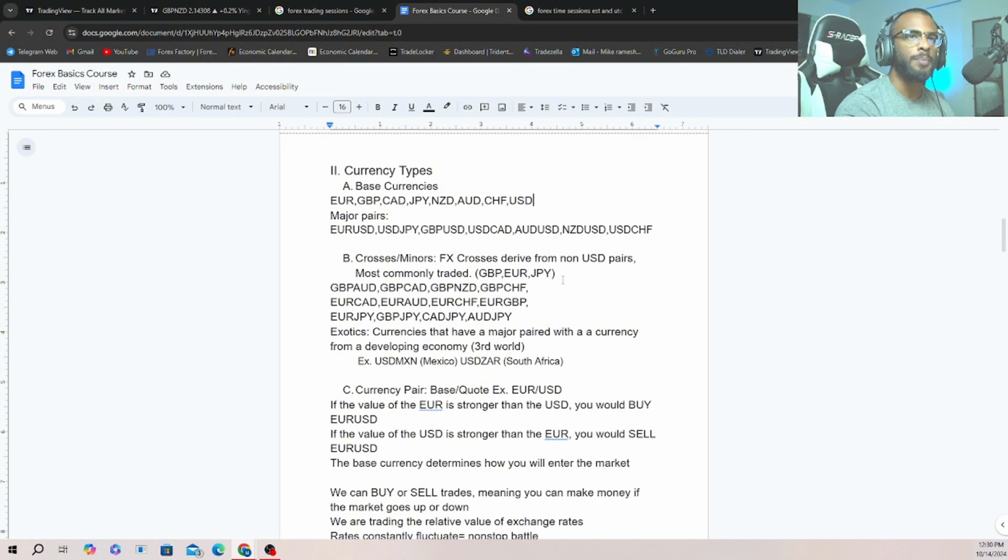So the major pairs, and this is what I recommend all beginners start looking at. You have the euro and the US dollar. You have the US dollar against the Japanese yen. You have the Great Britain pound and the US dollar. US dollar and the Canadian dollar. Australian and the US dollar. New Zealand dollar and the US dollar. And then US dollar against the Swiss franc.